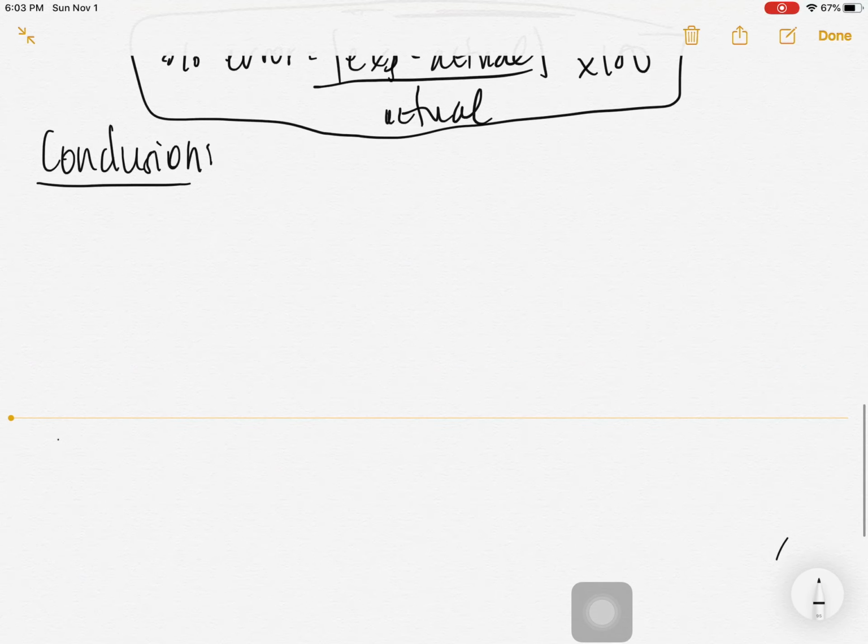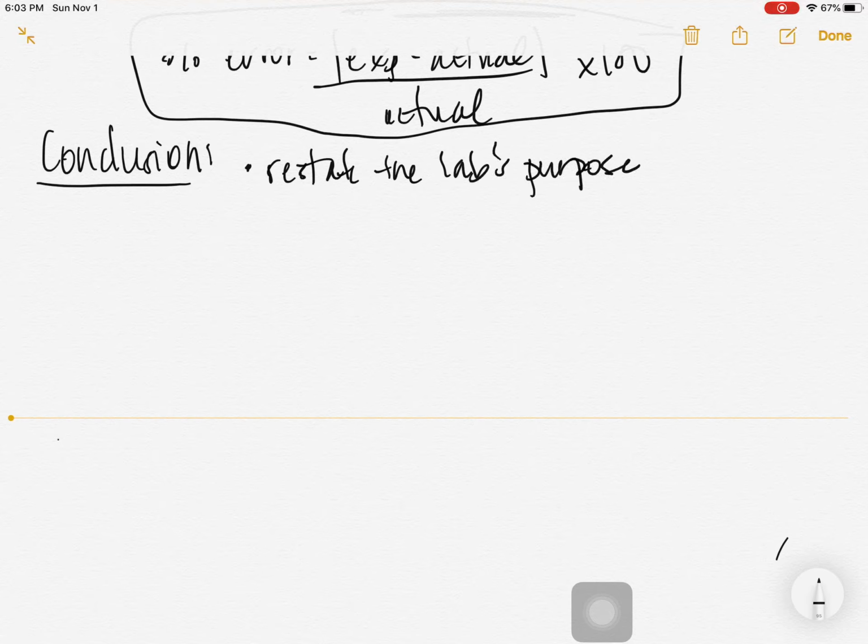And in the conclusion, you're going to do a couple things. You're going to restate the lab's purpose. Okay, so up from the very beginning, you're going to restate why did we do this lab? Okay, what was the point of this? You're going to summarize your results.